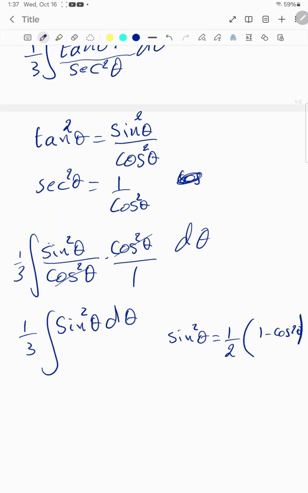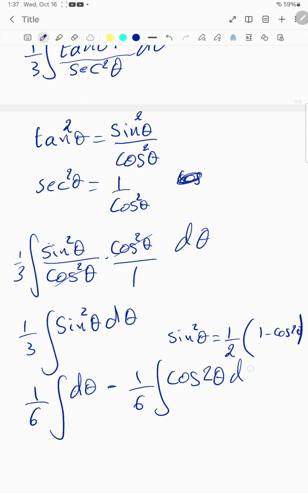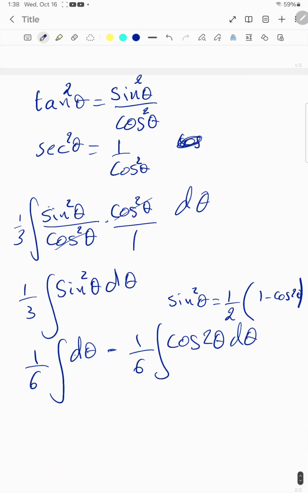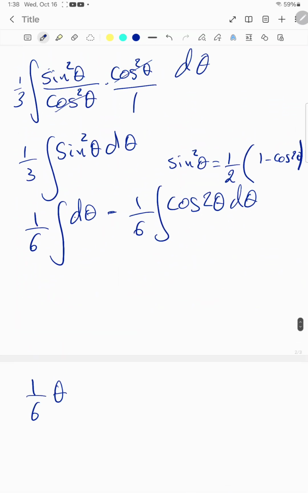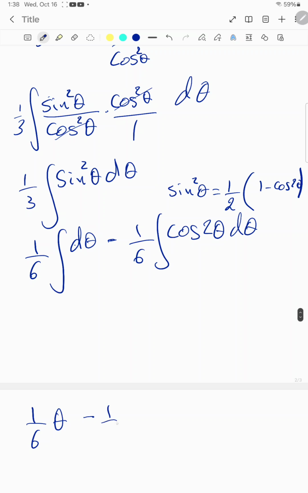So the 1/2, I can take it outside my integral. It becomes 1/3 times 1/2, which is 1 divided by 6. And it becomes d theta, 1 times d theta is d theta, minus 1 over 6 integral of cosine of 2 theta d theta. I know the integral of d theta is theta. So I will have 1 over 6 theta minus 1 over 6 integral of cosine of 2 theta d theta.